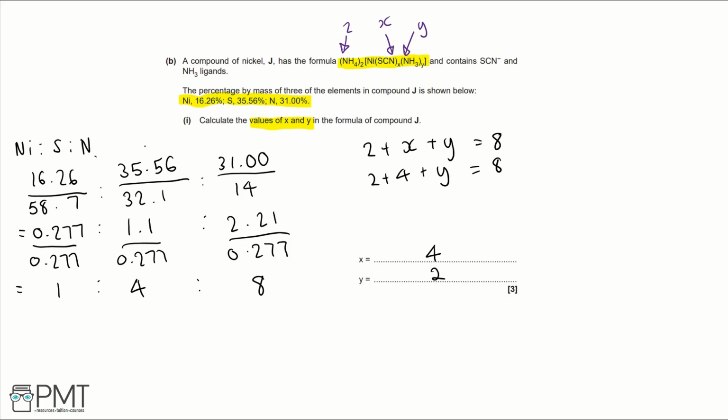To get the 3 marks for this question, you get a mark for your ratio, so 1 to 4 to 8. Then you get a mark for X and a mark for Y.